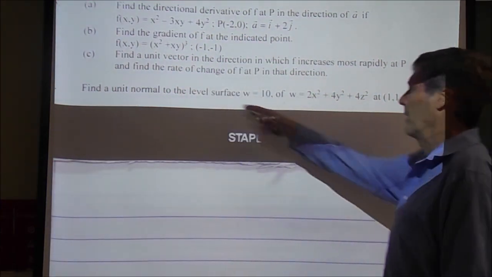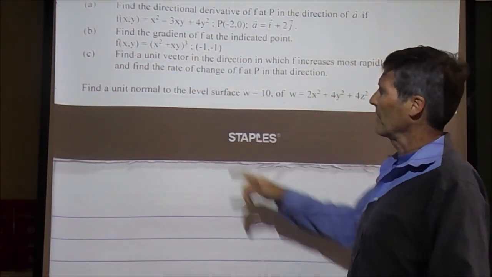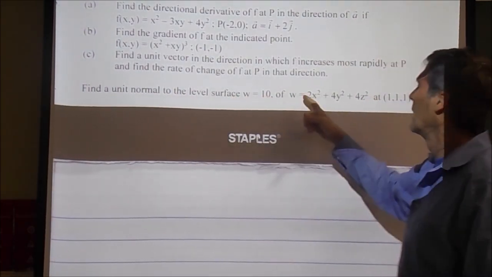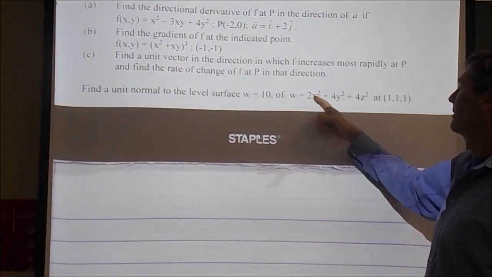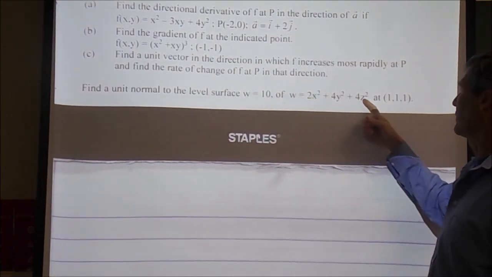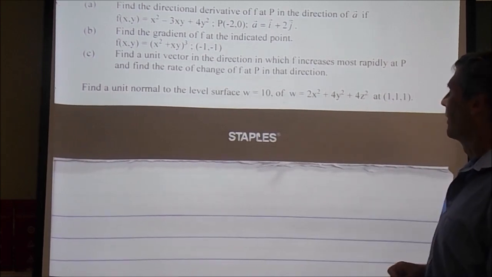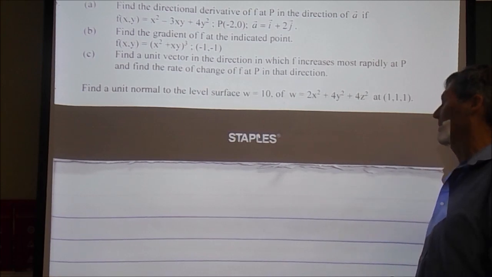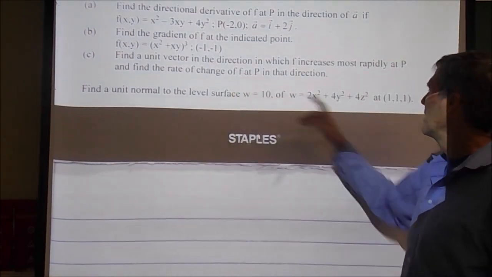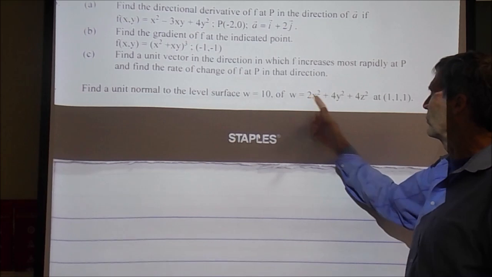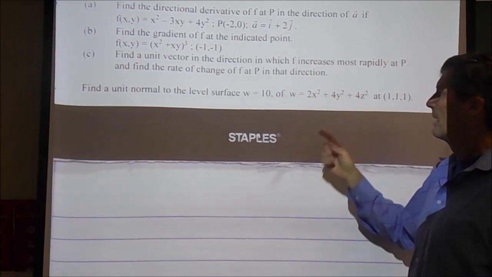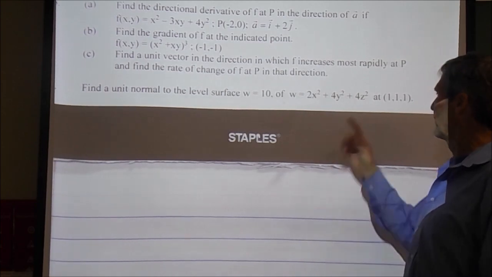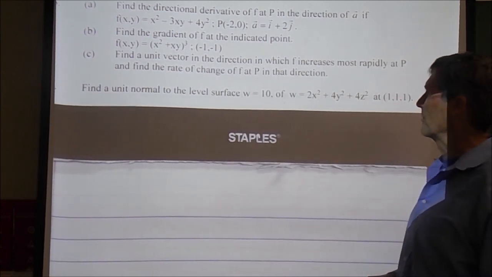All right, here's number 7. Suppose I want to find a unit normal to the level surface, w equals 10, of this function, w equals 2x squared plus 4y squared plus 4z squared, at the point 1, 1, 1. I could leave out the w equals 10, because if you put in 1, 1, 1, you get 2 plus 4 plus 4, which is 10. But the idea is there's a level surface through this point. What is the normal vector to it?